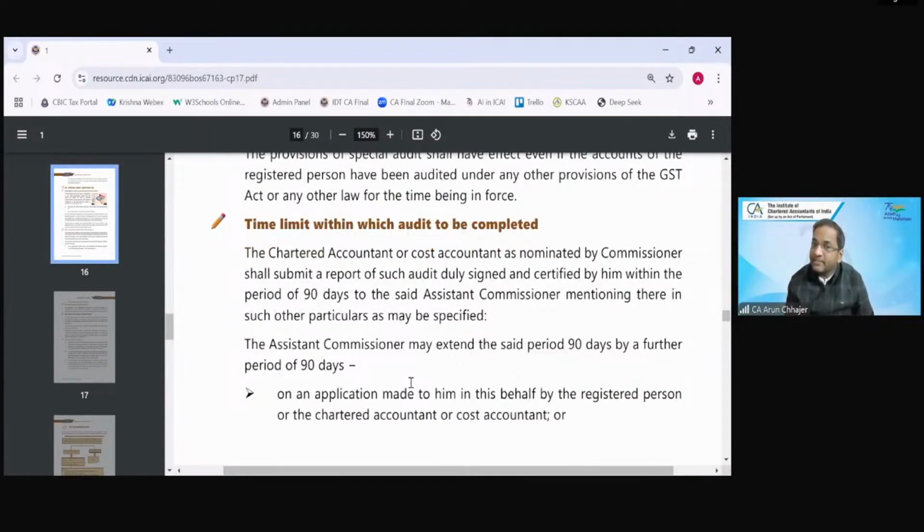What is the time limit within which the audit is to be completed? A chartered accountant or cost accountant as nominated by the Commissioner shall submit the report within 90 days. Please quickly confirm. We have discussed 90 days at one more place also. Please confirm at which place we have discussed 90 days.